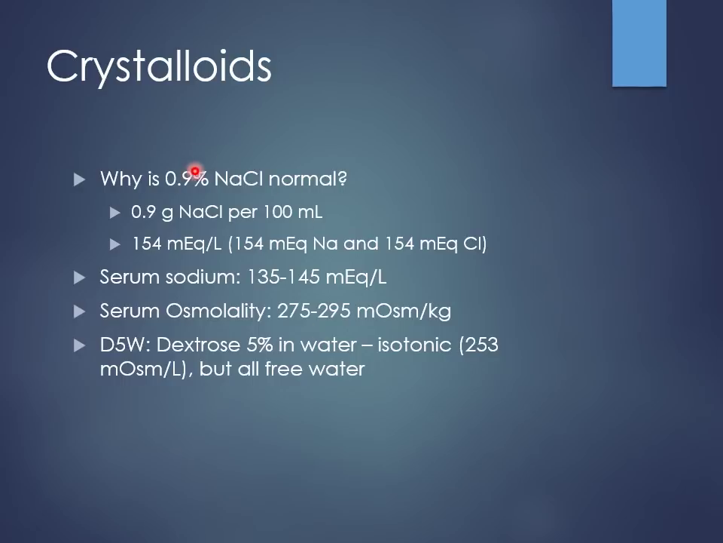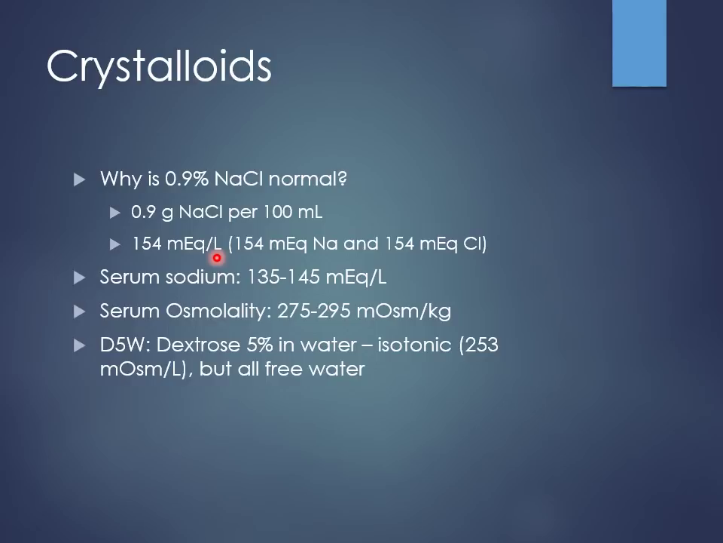Okay, so why is 0.9% sodium chloride considered normal? Does anyone know why? Have I mentioned this before? Isotonic, absolutely. So we're going to go through the math here real quick. Again, I'm not going to have you memorize this, but this is handy information to have: 0.9% means 0.9 grams of sodium chloride per 100 mLs. And that works out to be 154 milliequivalents per liter.